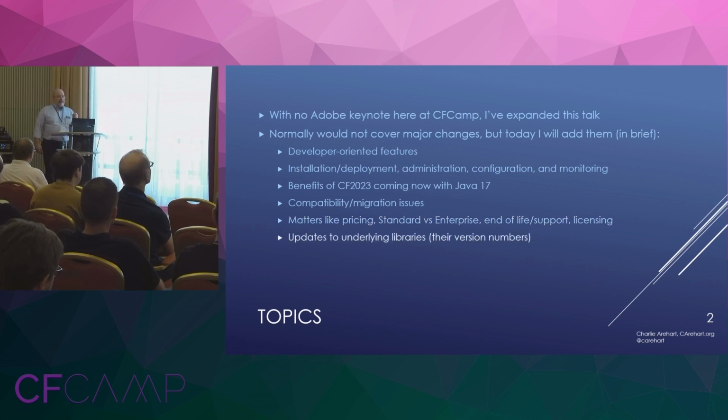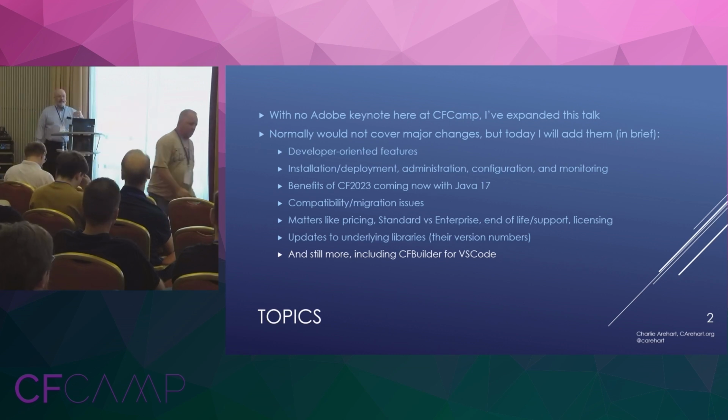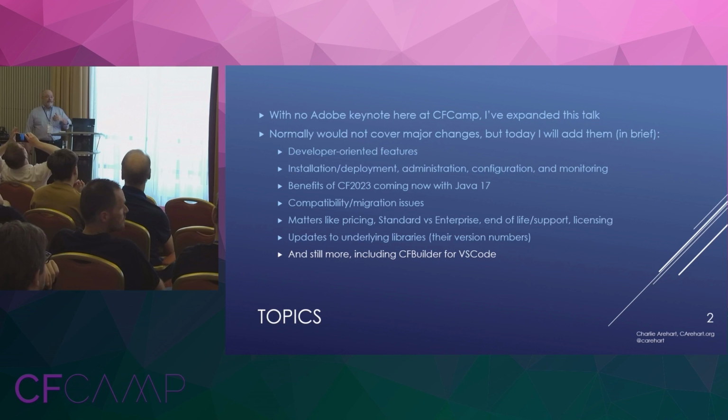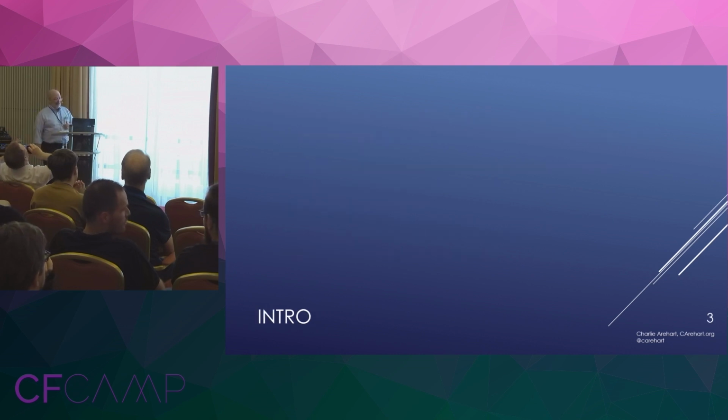One of the things I do with these talks that some people really appreciate is I spell out the version numbers of the underlying libraries so you can know what things have been updated or haven't been updated. And then I'll mention some other stuff, including the new CF Builder for VS Code. If you didn't know, there is ColdFusion Builder for VS Code, and it's free, and it's a very different experience than working with the old CF Builder that was based on Eclipse. But moving on, remember we only have 45 minutes, so we've got to kick it into gear.